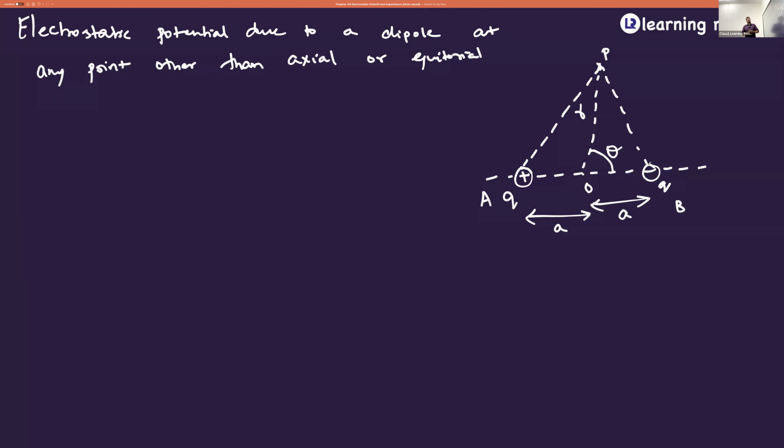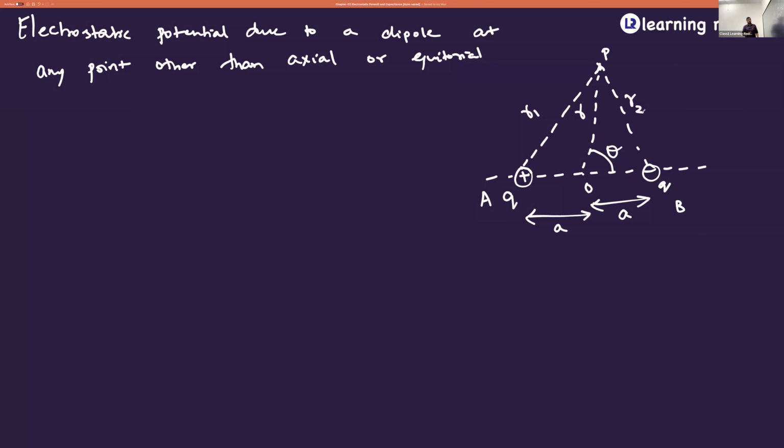Right. See, from the point A to point P, let me call the distance to be R1, and from B to P, let me call it R2. Okay. So remember, your final answer is not supposed to be in terms of R1 or R2, rather it is supposed to be only in terms of R, because that is the distance calculated from the center of the dipole. Right. When that is the scenario, it is our job to write R1 and R2 in terms of R.